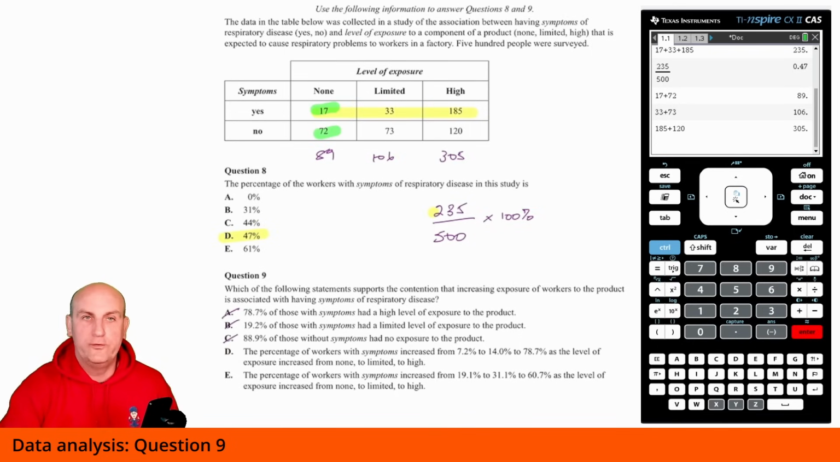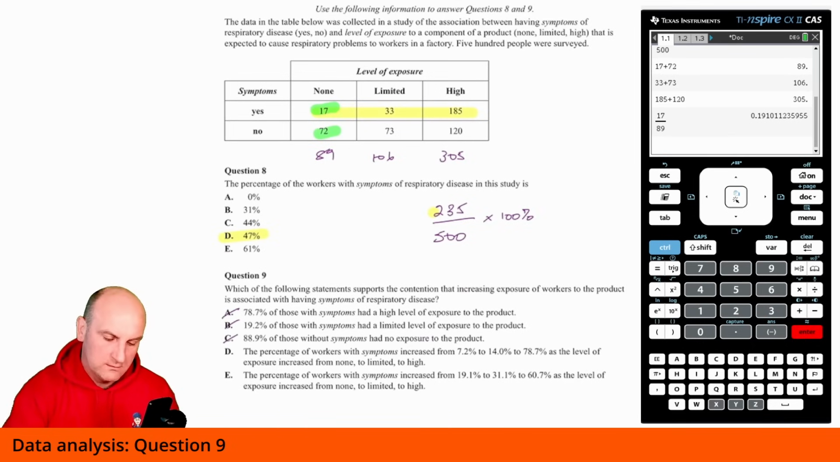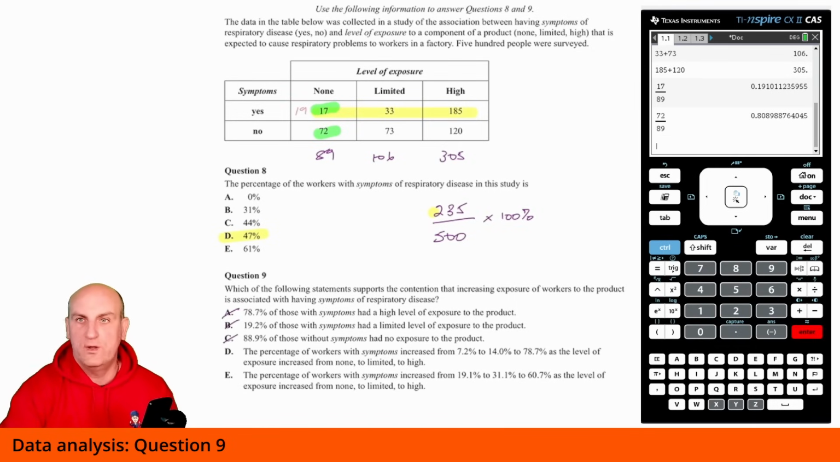What do I now want to do? I want to percentage each of those values. I'm just going to choose one of them for the moment, this 17. I'm going to percentage this 17 out of a total of 89 and use my calculator to do that. So 17 divided by 89 gives me about 19%. So I'm going to put about 19% there. And then I'm going to do 72 divided by 89. Hit enter, and what am I going to have? 81% there.